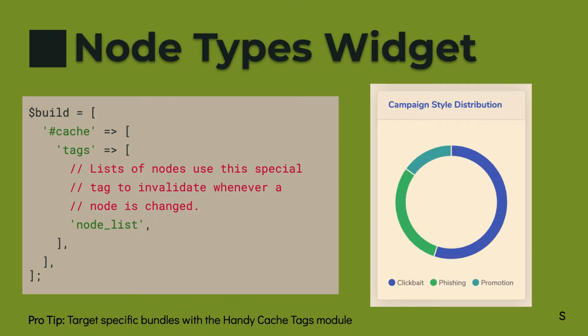And just for a special tip, there's the handy cache tags module. In core, it only has the node list, like the entity list options. But if you want to be more specific about it so that you're not invalidating every list everywhere when one of these campaigns is created, the handy cache tags module lets you tell it specifically what content types or what bundles to invalidate so that your caching can be more efficient. You're not rebuilding everything every time.